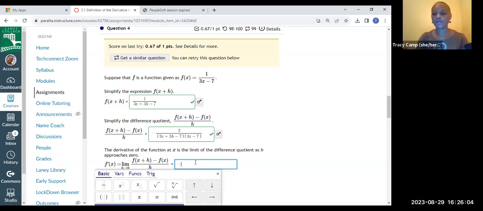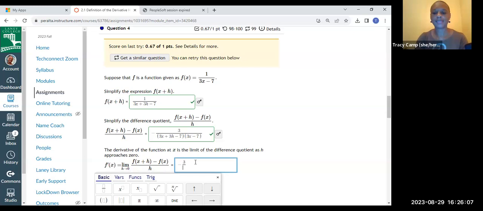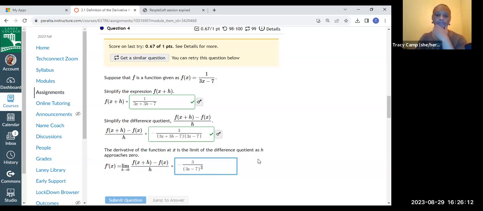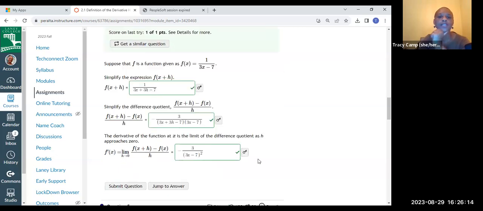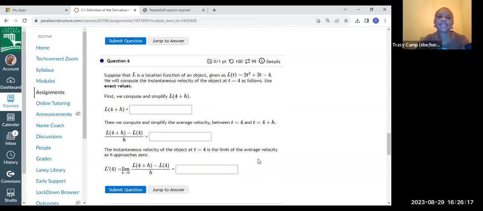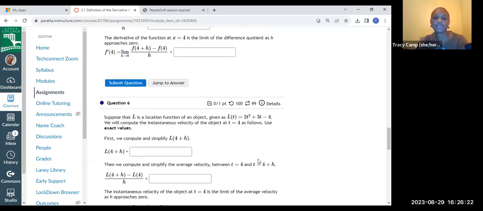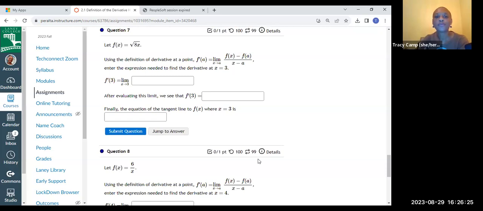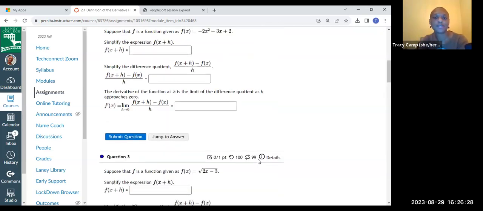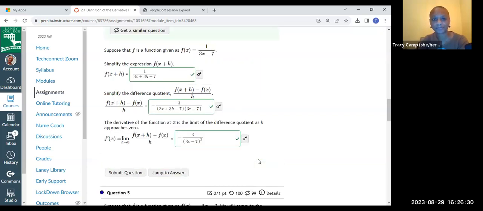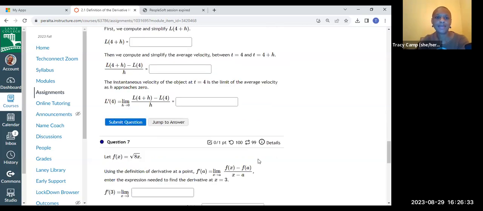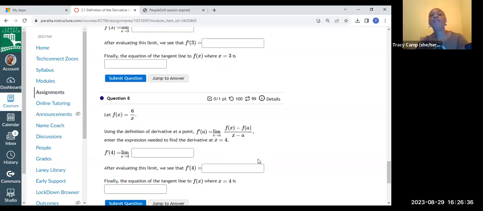The next example I want to do is one that uses an alternate definition of the derivative. Numbers 7 and 8 actually use the alternate definition of the derivative. Numbers 1 through 6 use that first definition, the one that we just went over. And then numbers 7 and 8 use an alternate definition. So it's nice to know both definitions of the derivative.